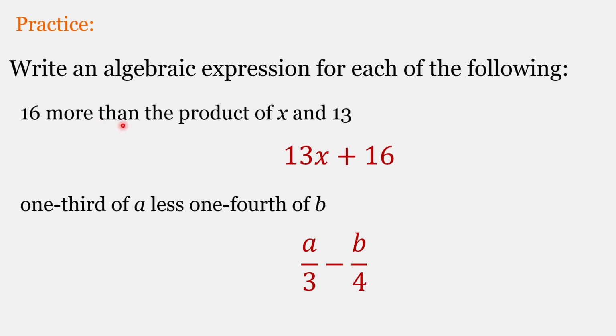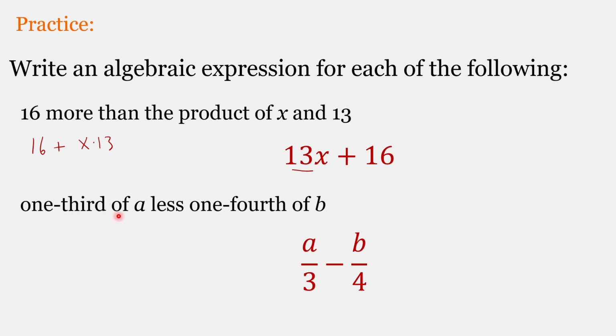Okay, so we have 16 more than the product of X and 13. Now writing this as we read it, it would be 16 plus the product of X and 13. So that's X times 13. And this is correct, but it's customary to put the coefficient in front of the variable. Instead of X times 13, we'd have 13 times X. And then we typically put the variable before the constant. So the more conventional way of writing this is 13x plus 16.